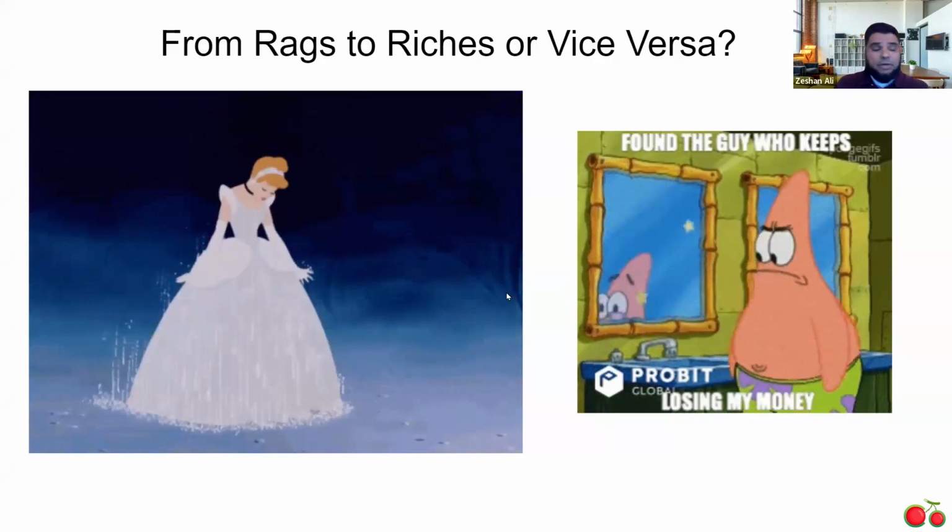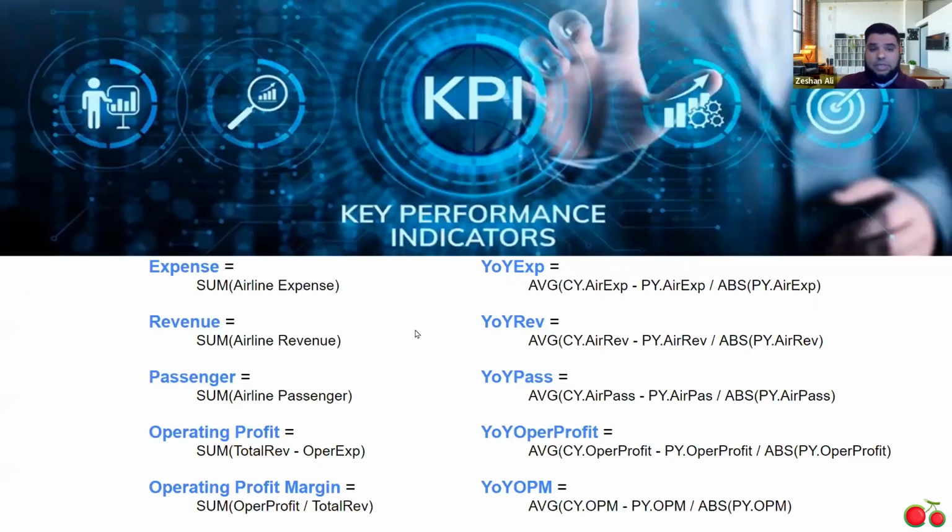So, to start us off, our major players are going to be the KPIs. And we'll see the expense, revenue, passenger, operating profit, and the operating profit margin, followed by the year over year calculations. Now, I'm not going to go too in depth into the KPIs, but we'll move forward to the data dictionary.